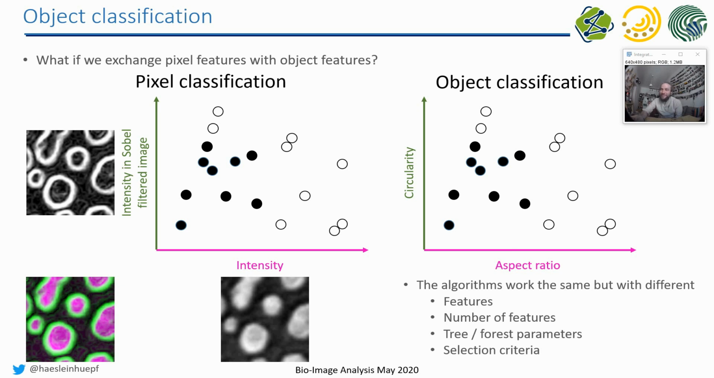We're just changing the input and of course the ground truth. But what happens behind, how the algorithm can differentiate different objects, is the same. It just takes aspect ratio, circularity, area, position, right? Anything into account which is a measurement from an object.